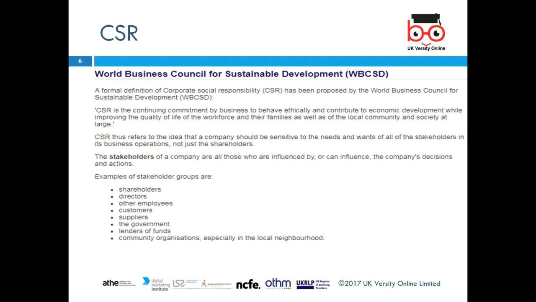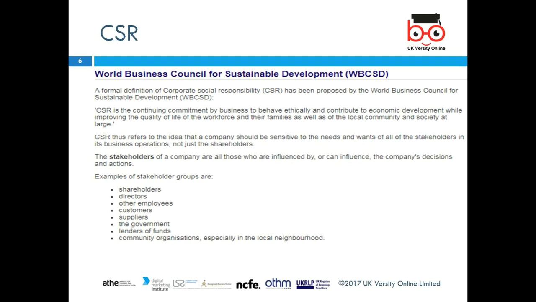So that's your one. So all of the stakeholders in its business operation, not just the shareholder. So what is the difference between shareholder and stakeholder? Shareholders are the investors in the business, also stakeholders, but not all stakeholders are shareholders. Like HMRC, the tax office, they collect the information about the taxes. They collect the information about how the company is performing.